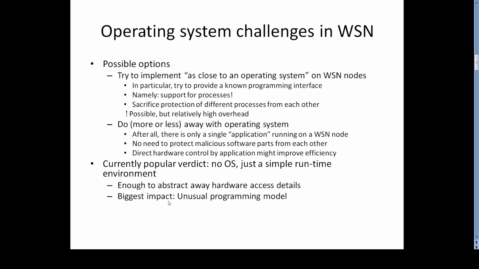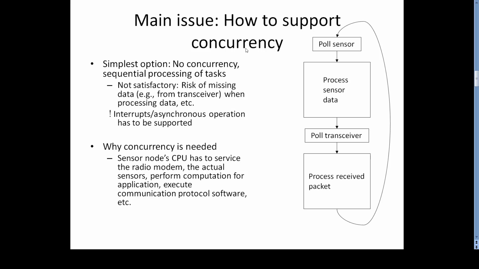Here, how can we support the concurrency? There is an issue to support concurrency in wireless sensor nodes. Here we can see the sequential method. First, we consider we need to get the data from the sensor as well as from the transceiver.